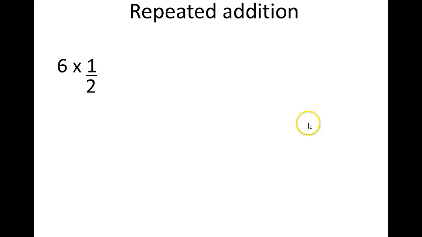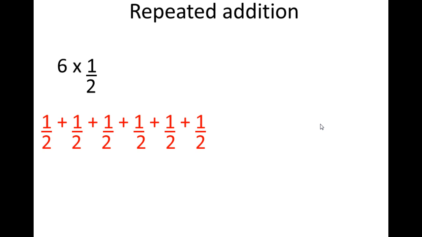So 6 times a half really means I have 6 halves, and as repeated addition it would look like 1 half plus 1 half plus 1 half plus 1 half plus 1 half plus 1 half. When I go to add them, I add the numerators together, so 1 plus 1 plus 1 plus 1 plus 1 plus 1 gets me 6. Denominator doesn't change, so that's going to get me to 6 over 2. Once I get to this number right here, 6 over 2, that really means 6 divided by 2. And when I take 6 and divide it by 2, I just get 3 for an answer.